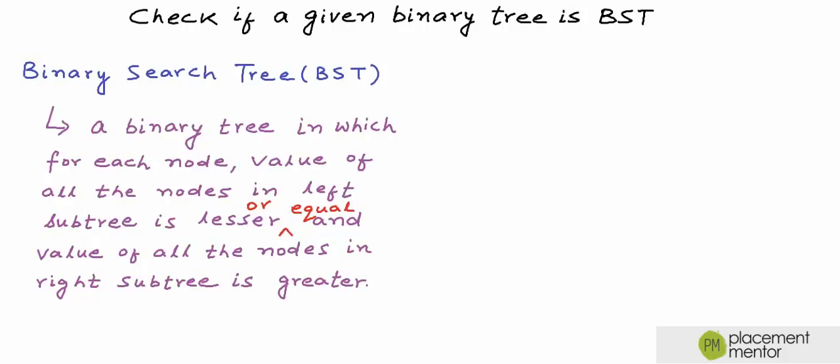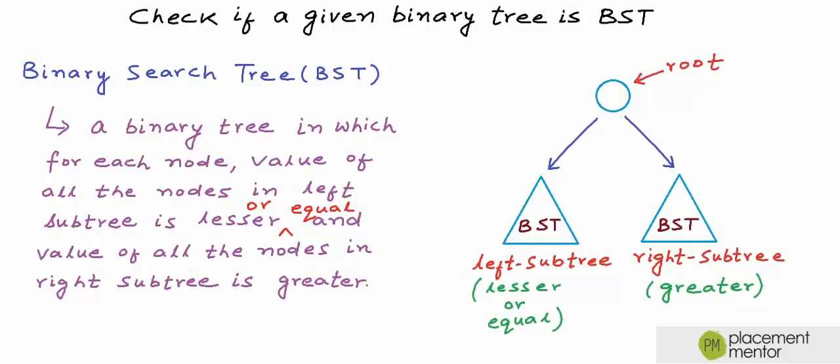We can define binary search tree as a recursive structure like this. Elements in left subtree must be lesser or equal, and elements in right subtree must be greater. And this should be true for all nodes and not just the root node. So left and right subtrees should themselves also be binary search trees.